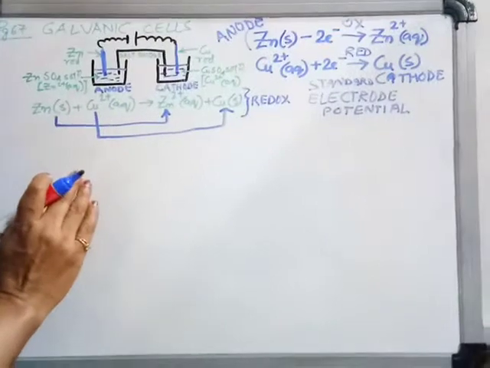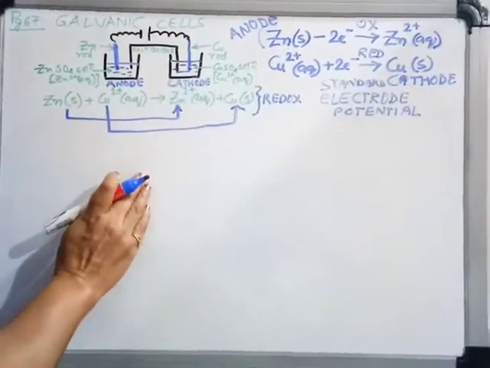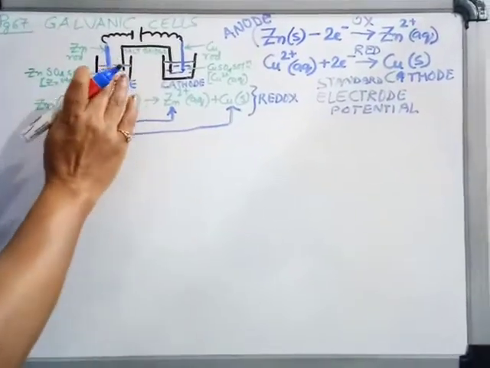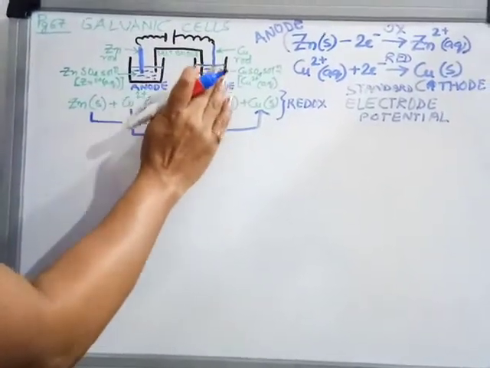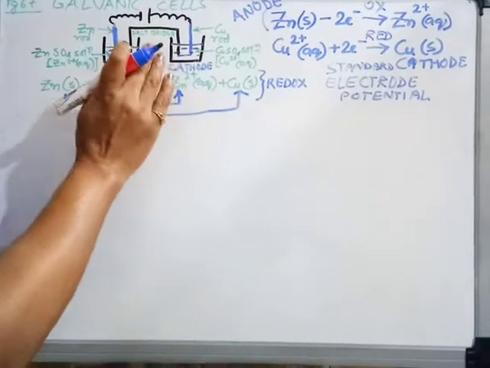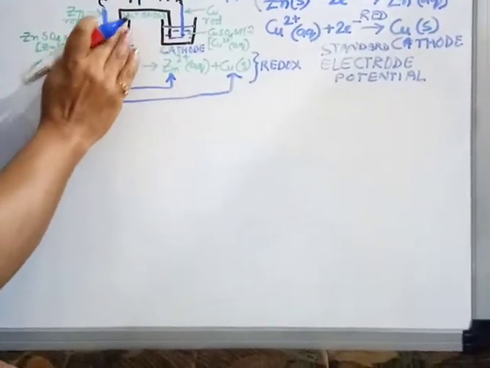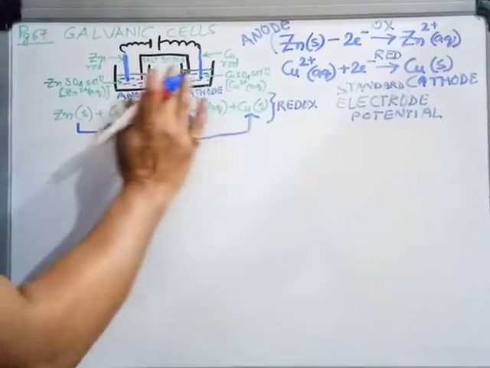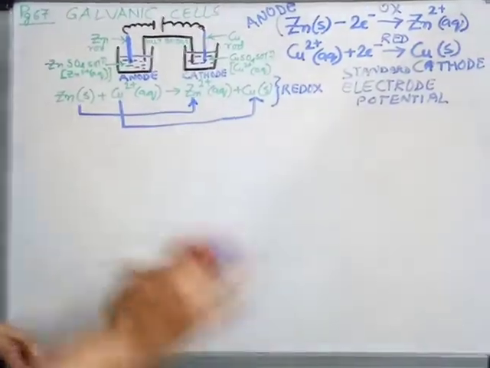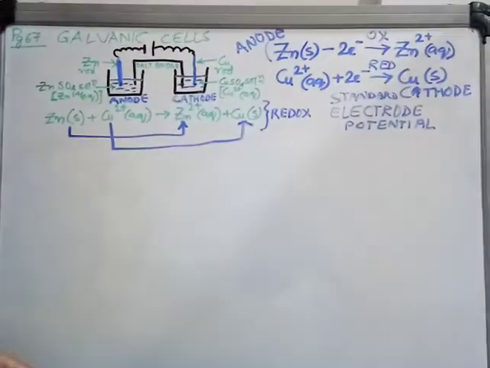Where the negative potential is developed, when reduction is occurring, that is called the cathode. Where oxidation is occurring, that is called the anode. So this much we can say about the Daniell cell. I hope you have understood all this.